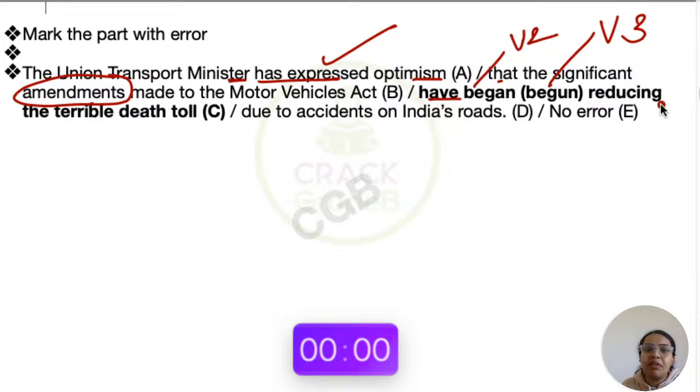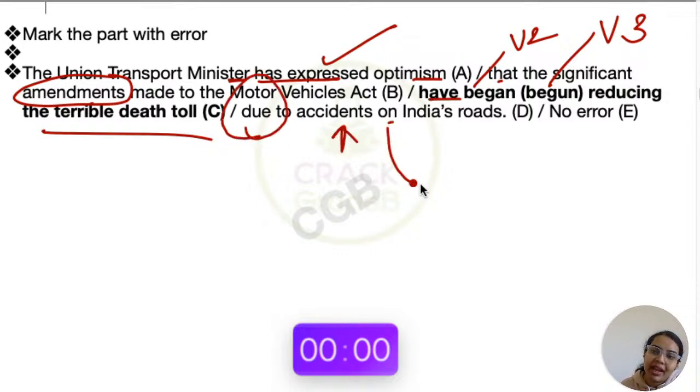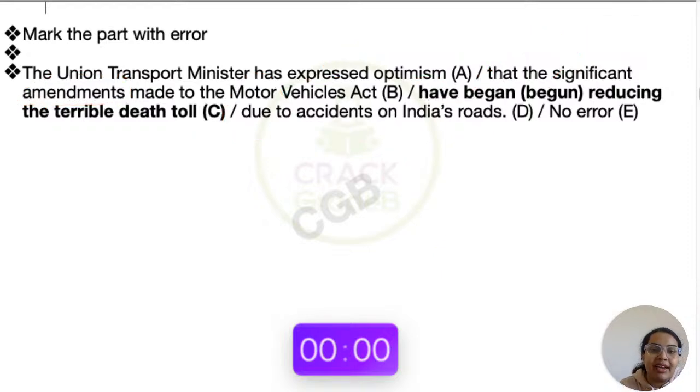So have begun reducing the terrible death toll due to what accidents? Accidents कहाँ किस पर हो रहे हैं on Indian roads? Yes, super simple, right?